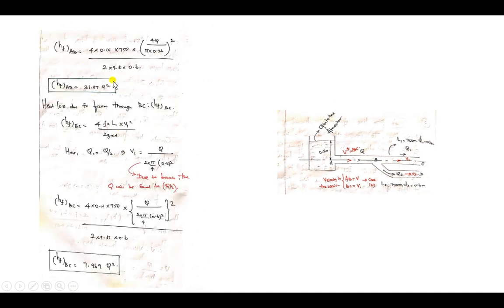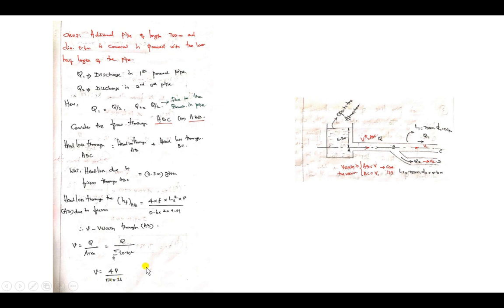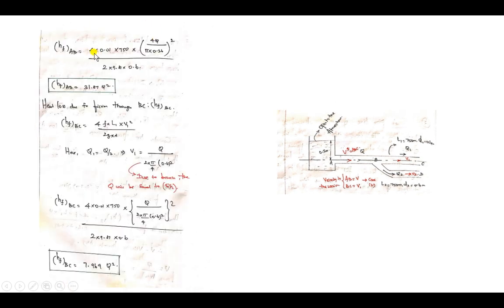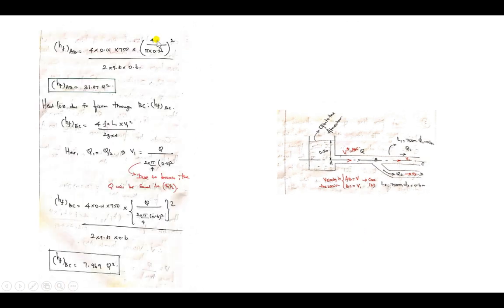Now substituting V equal to 4Q by pi into 0.36 in the head loss equation, 4F L, 750 meter, instead of V square, 4Q by pi into 0.36 square, by 2GD. So HF of AB equals 31.87 Q square, because Q is not known for the second case. So don't get confused between this Q and the Q that we calculated earlier. That Q is Q star, the discharge when this pipe was not connected. This Q is the second discharge now.